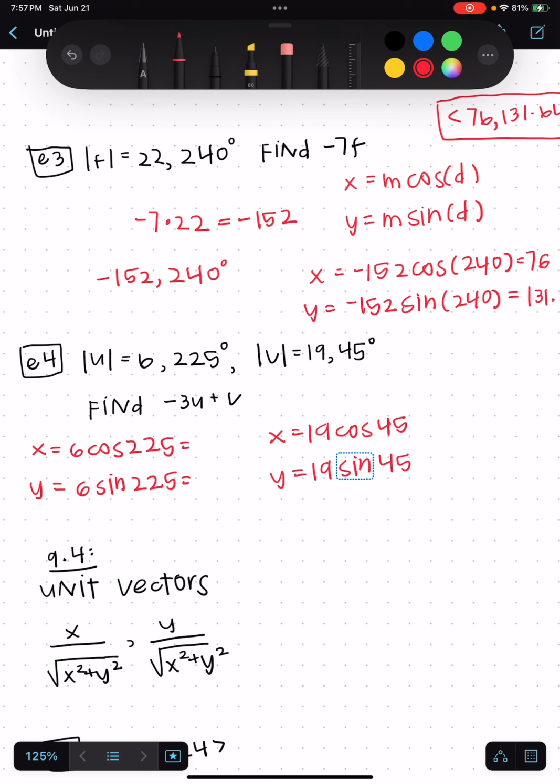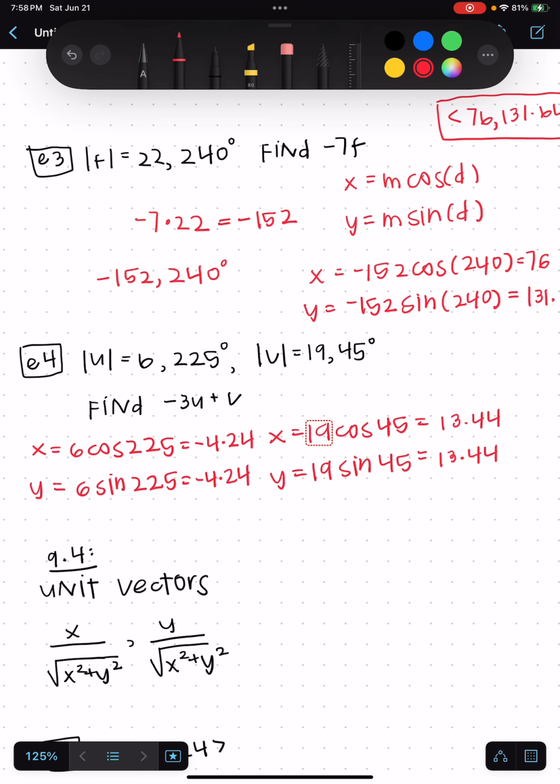And let me plug those in. So 6 cosine 225. Okay, this is weird. You get the same answer. It's fine. Negative 4.24 and negative 4.24. Sometimes at specific angles, you get the same thing when you plug in sine or cosine. So don't panic if that happens to you as well. On this one, you get 13.44. I'm just going to triple check that that happens with the sine. Yep. 13.44. So there's the component forms.